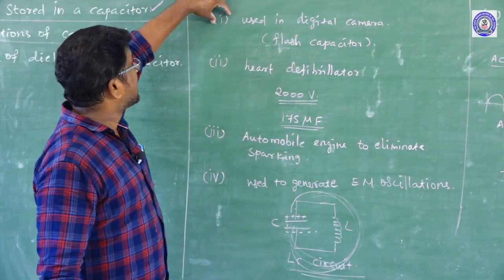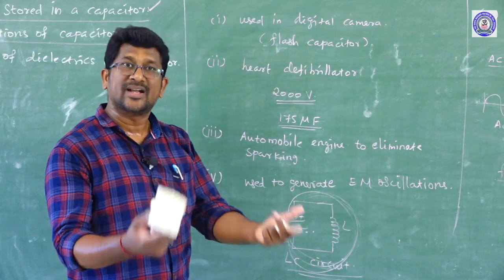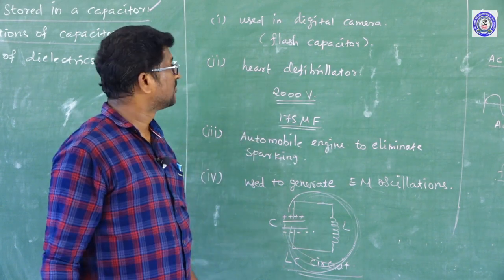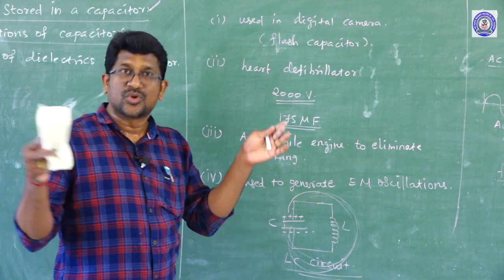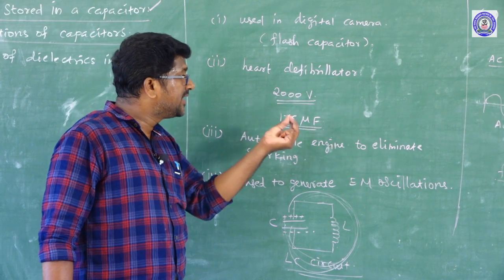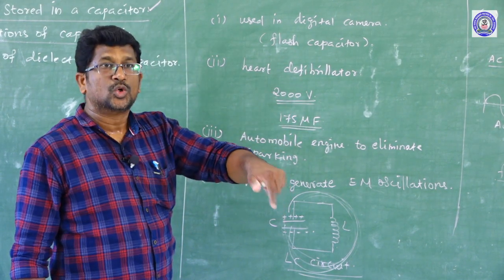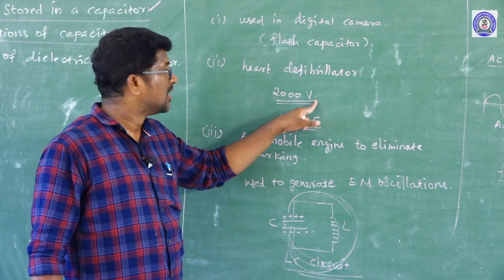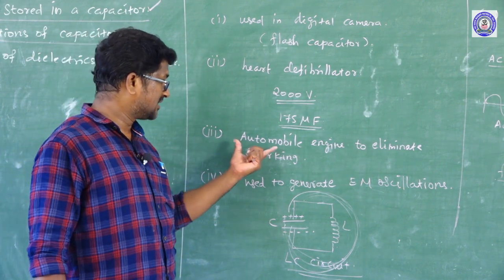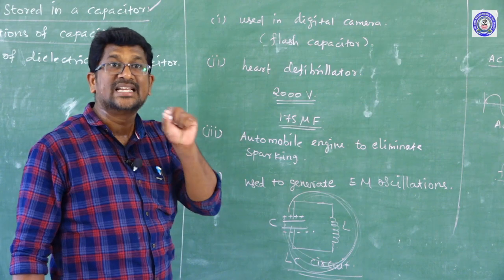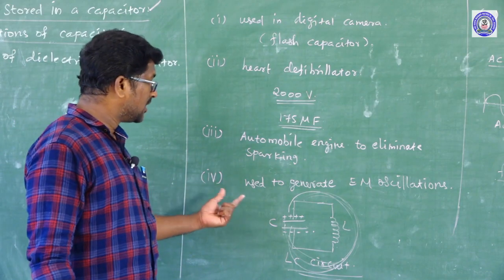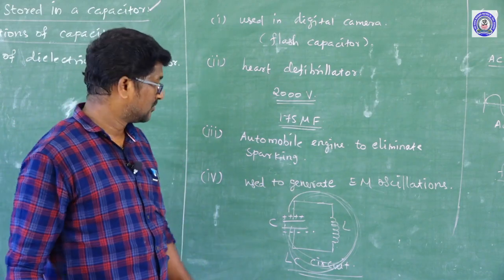First application, the capacitor is used in digital camera to provide flashlight. Second, the capacitor is used in the device called defibrillator, because it is used to recover the normal functioning of heart. The amount of voltage given by the capacitor to the chest of the patient is 2000 volts. The capacitance of the capacitor is 175 microfarad. And third one, capacitor is used in the ignition system of automobile engine to eliminate sparking. And fourth one, it is used to generate electromagnetic oscillation by using LC circuit.